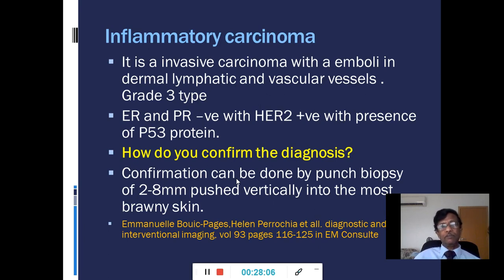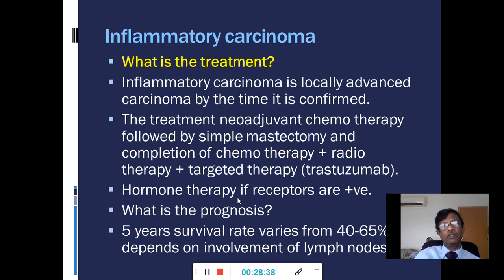In these cases, it is difficult to confirm the diagnosis, but how do you confirm it? Confirmation can be done by punch biopsy of 2 to 8 millimeters pushed vertically into the most brawny skin. Yes, a punch biopsy of 2 to 8 millimeters of the skin, pushed vertically into the most brawny induration, and a core of tissue has to be taken out. So that is what can be done.